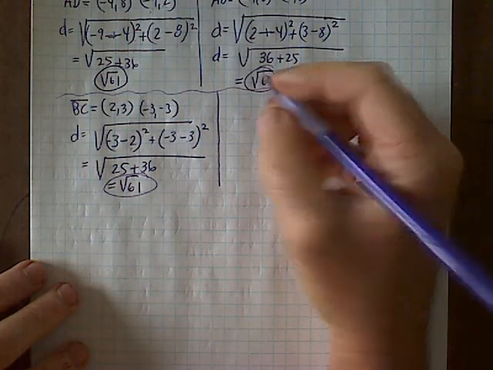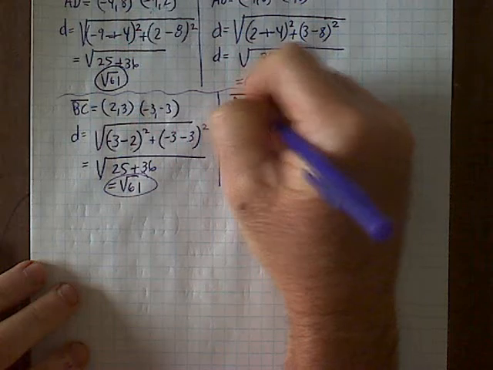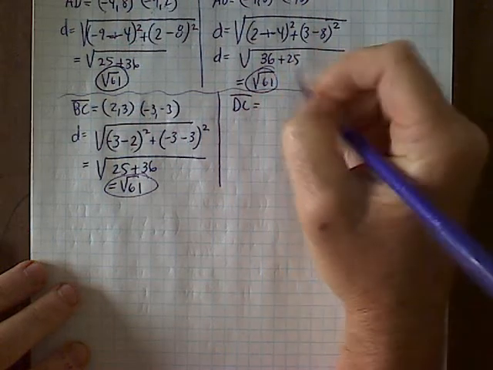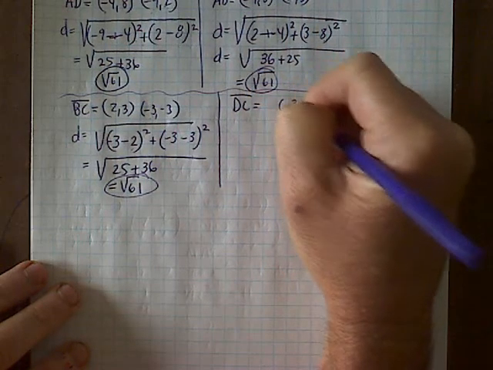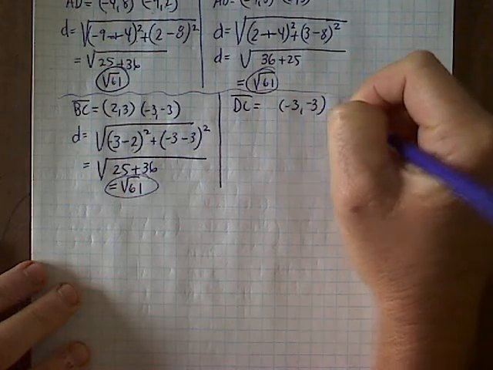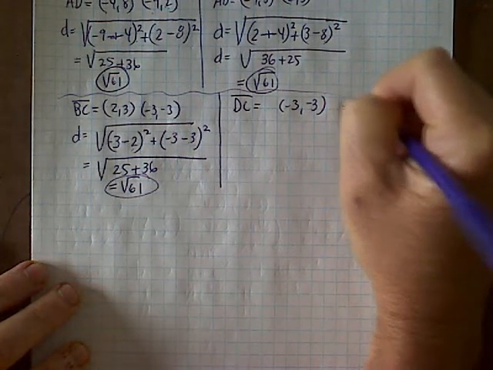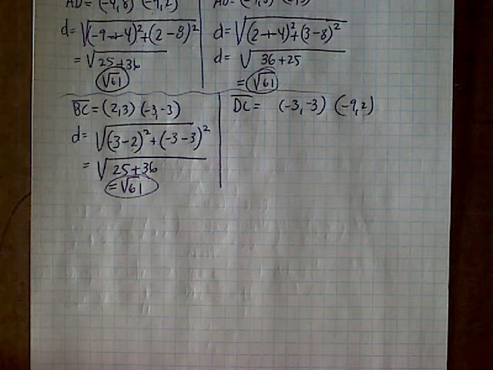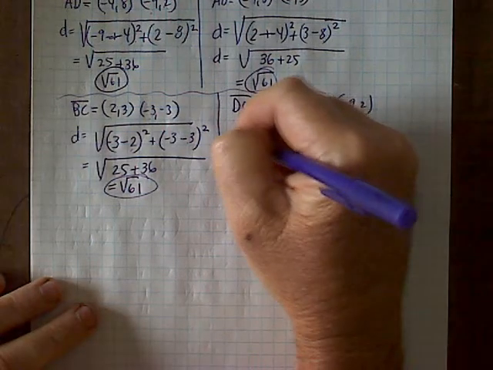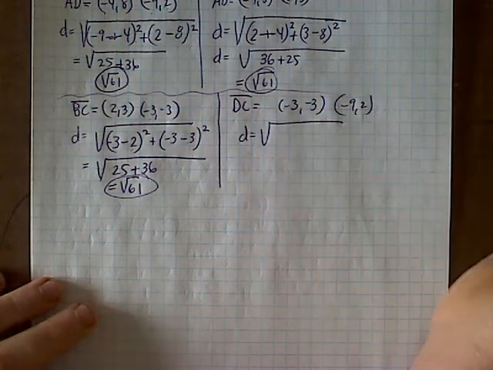The final side would be side DC, which has the points -3, -3, and -9, 2. So same thing, the distance formula equals the big square root.